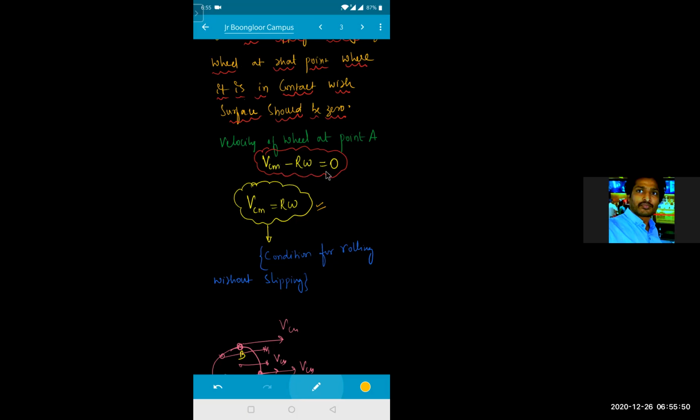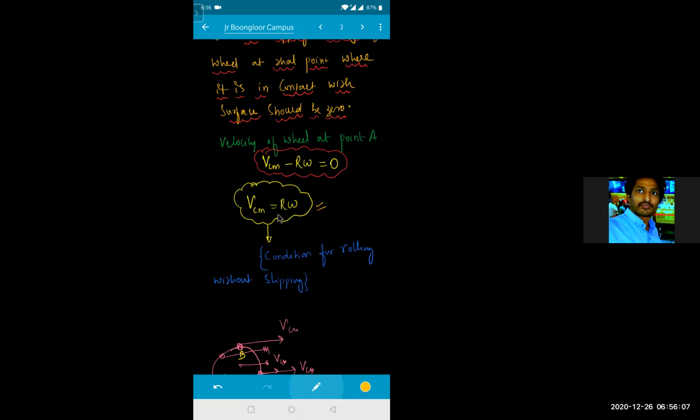VCM minus R omega is equal to 0. That means VCM is how much? VCM is equal to R into omega. So this is the condition for rolling without slipping. That is the condition for rolling without slipping. Is it clear?